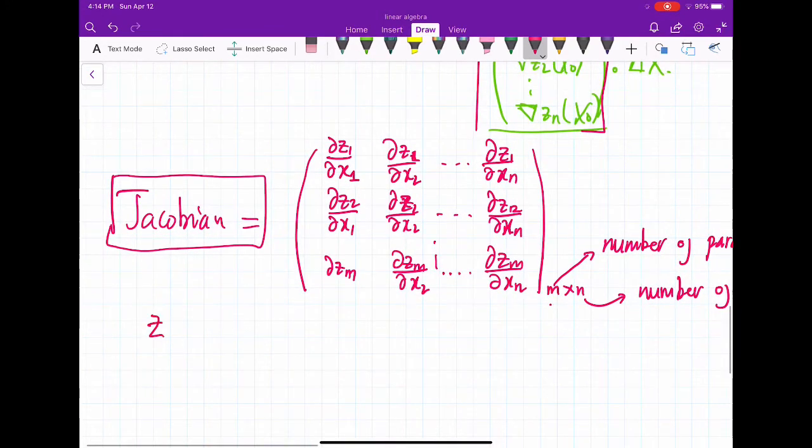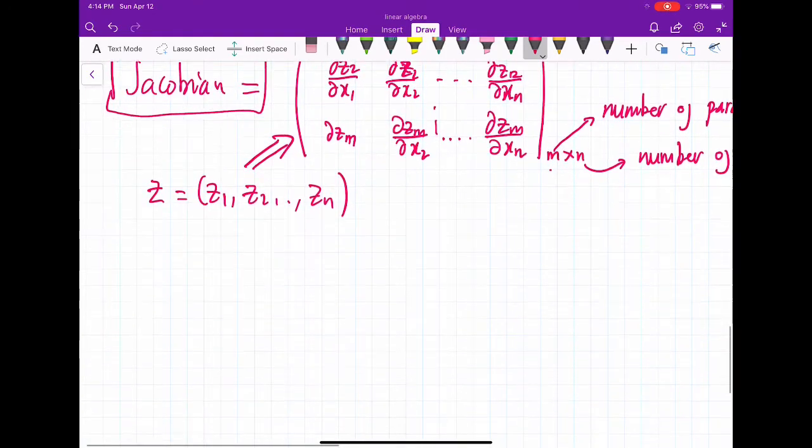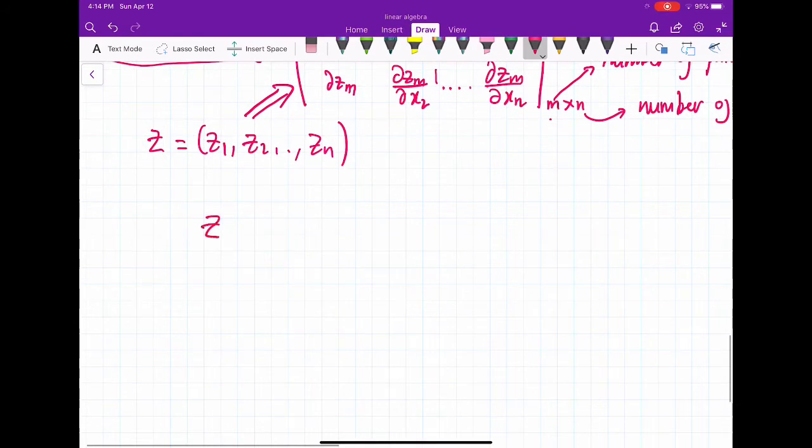So if you have z, which is just z1, z2, and so on, zn, that is the Jacobian of z. All right. So overall, my linear approximation looks like z is approximately equal to z0, I mean z at x0, plus the Jacobian times delta x.